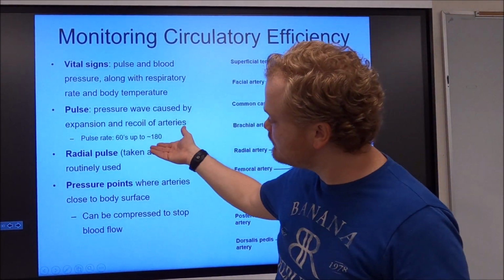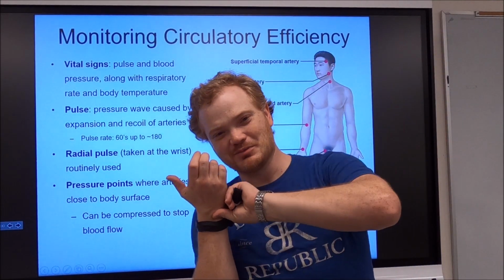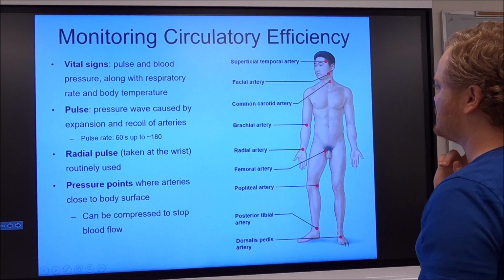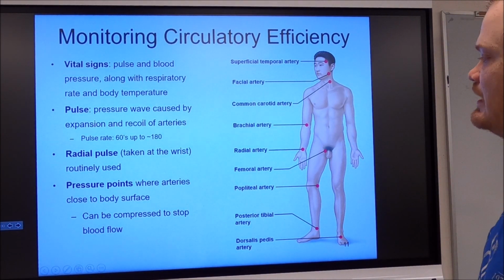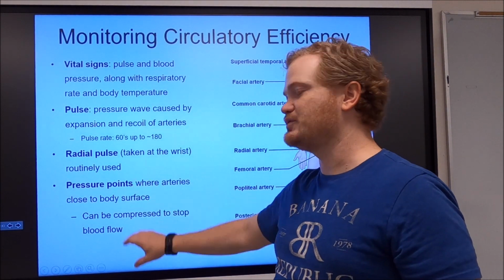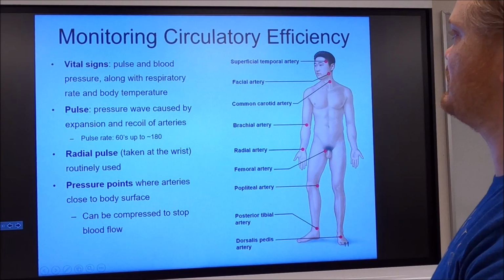Normally we use radial pulse, so we're going to be checking that on the arm. You saw me do it mere moments ago. Again, I like to use the neck as well, so a nice carotid artery pulse. These pressure points, if you will, are where these are close to the surface of the body and we can get at them easily. It's simple, works like a charm.